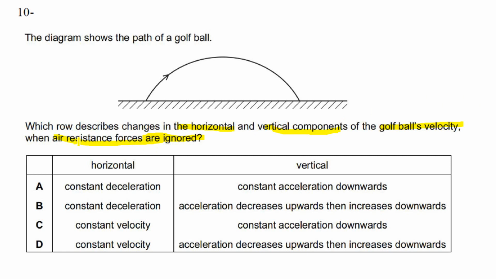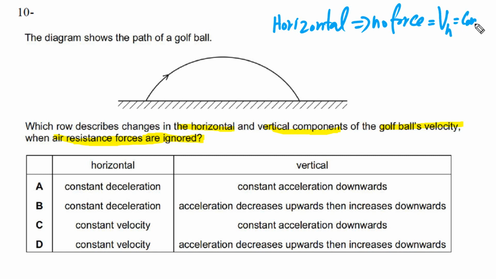So as air resistance can be ignored, it simply means that along the horizontal there is no force. So along the horizontal there is no force, so it simply tells us that vh will be constant. So vh will stay constant, the horizontal component will not change.